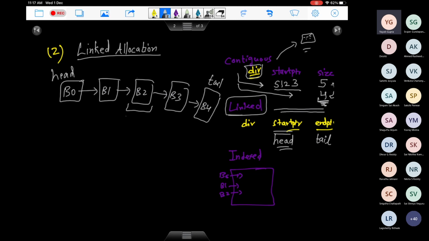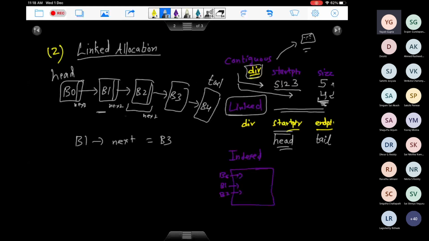Can you tell me how you will modify the next pointers? B0's next is B1, right? B1's next is B2. B2's next is B3, and so on and so forth. Which next pointers will you modify? Ma'am, if you want to remove B2, then you just modify B1's next. B1's next, right? Very good. So B1's next should now become B3.